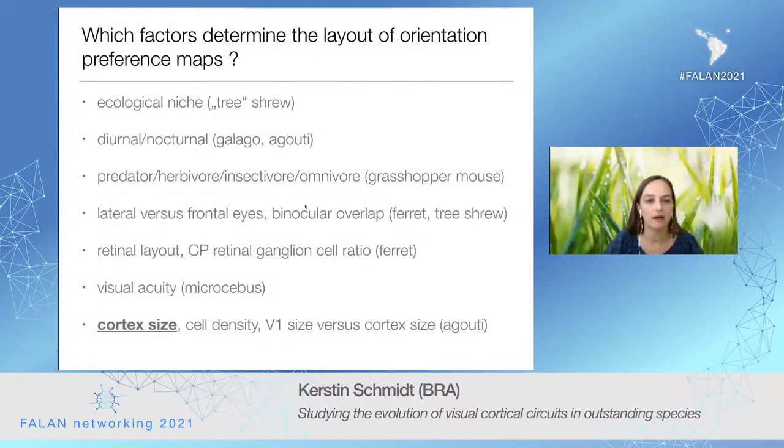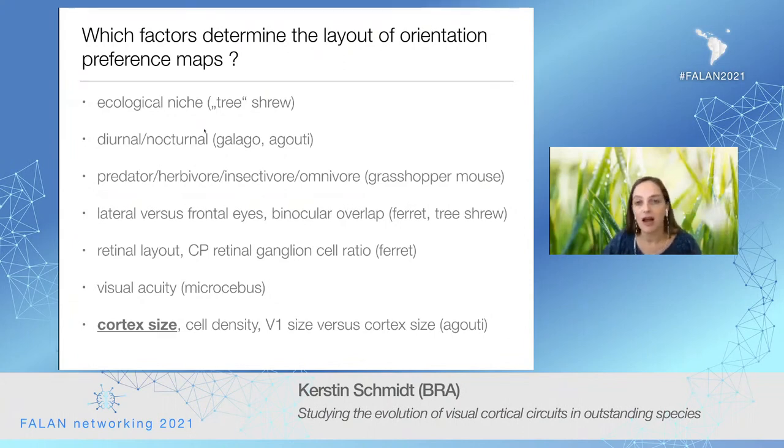the pinwheel-like layout. So it's an interesting question what in evolution made these two different layouts appear, or are they only two layouts? Which factors could determine the layout of the orientation preference map, apart from the ones the model physicists put into their equations?